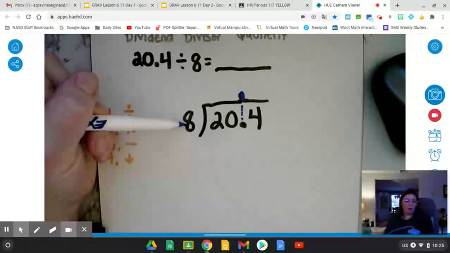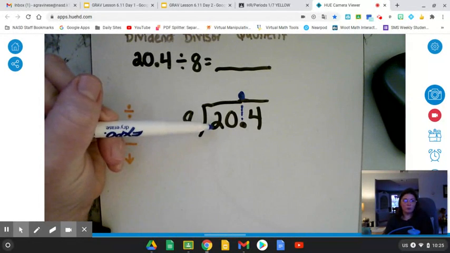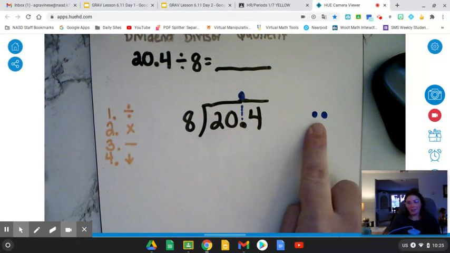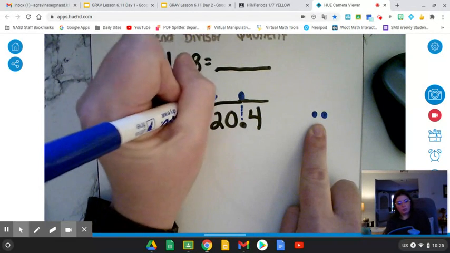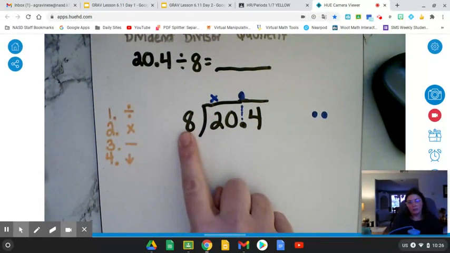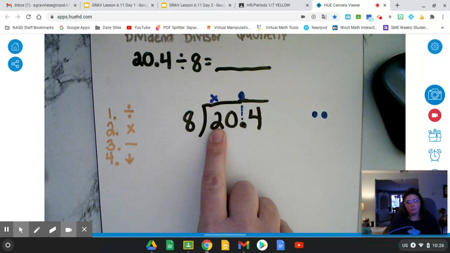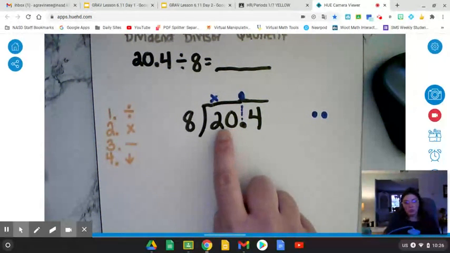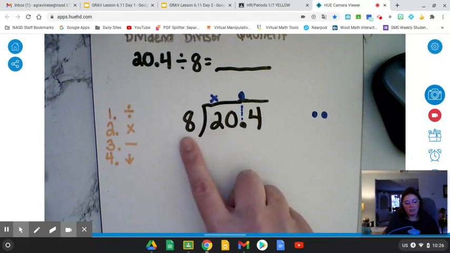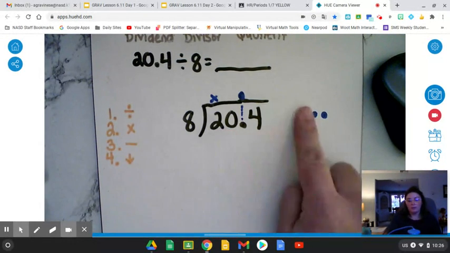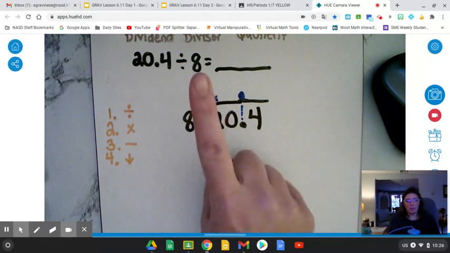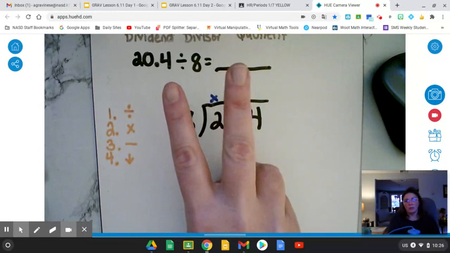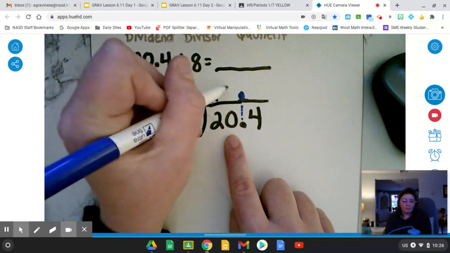First step, how many 8s can we take out of 2? Wait a minute. If I have a group of 2, can I take 8? Can I make a group of 8? I cannot. I like to put a little X to show that I could not take a group of 8 out of 2. So now I have to include the next digit and think of this as a 20. How many 8s can I take out of 20? If I count by 8s, 8, 16, 24. Wait, 24 is too many. I can take 2 groups of 8 out of 20.